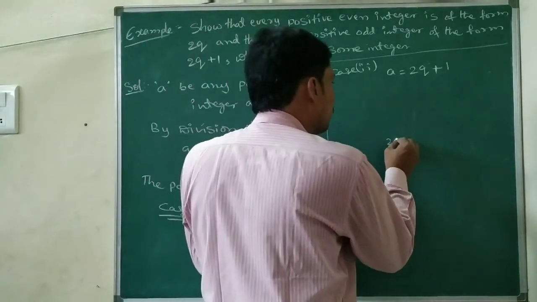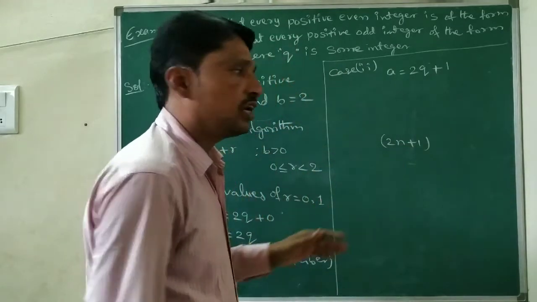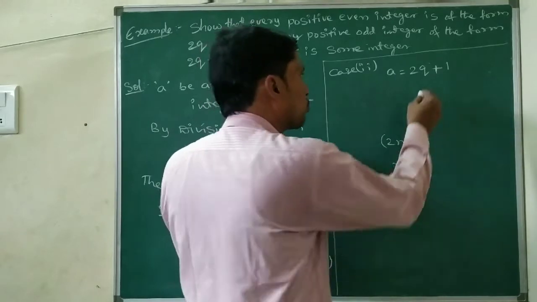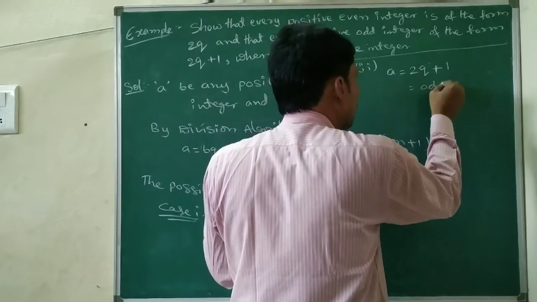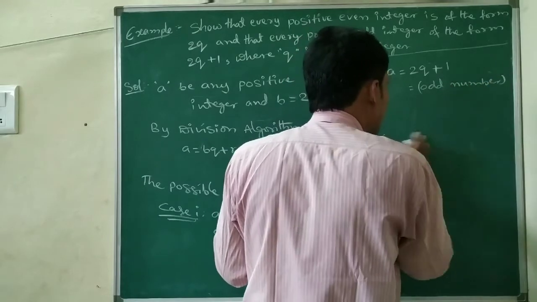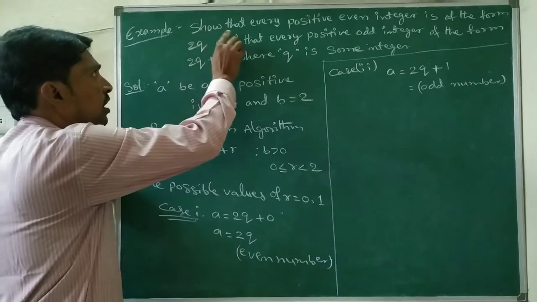2n plus 1 is the general form of odd integers. 2n is the general form of even integers. So this number we are getting is odd, and here we got an even number. So we showed it or not?